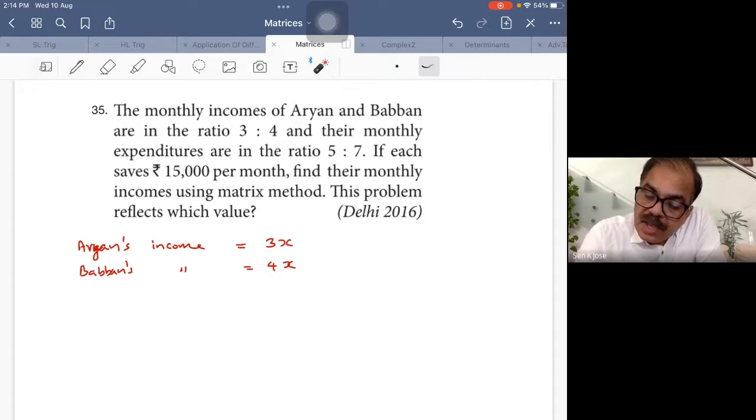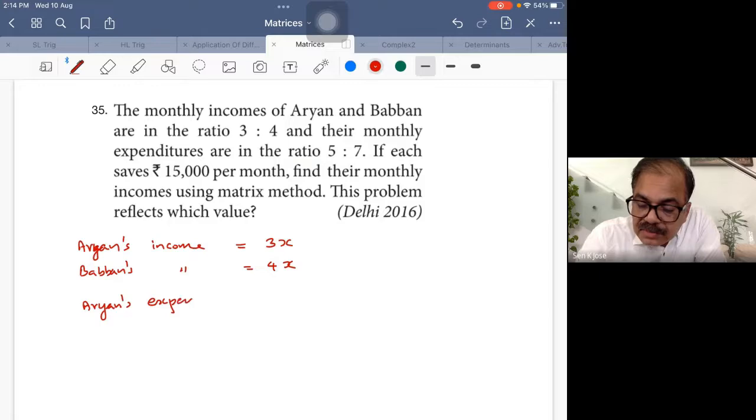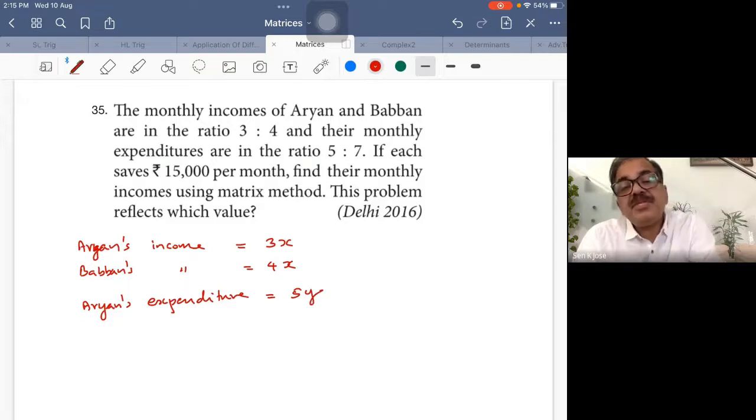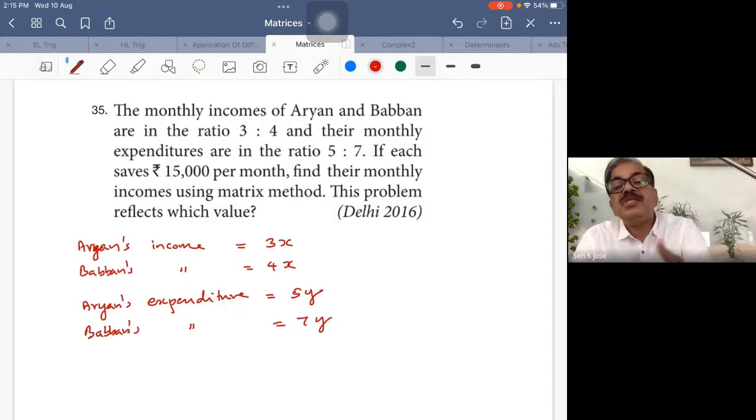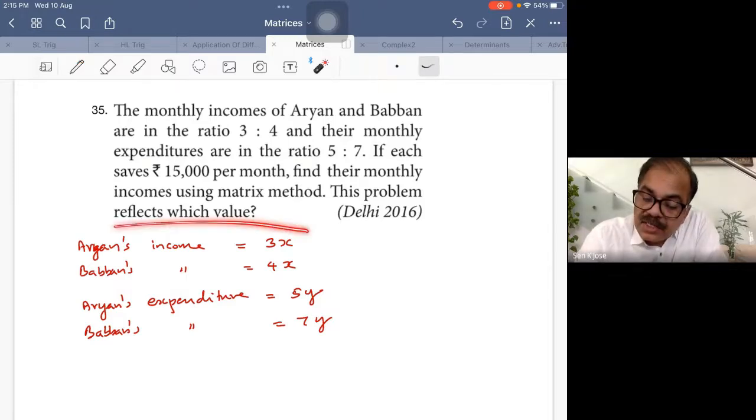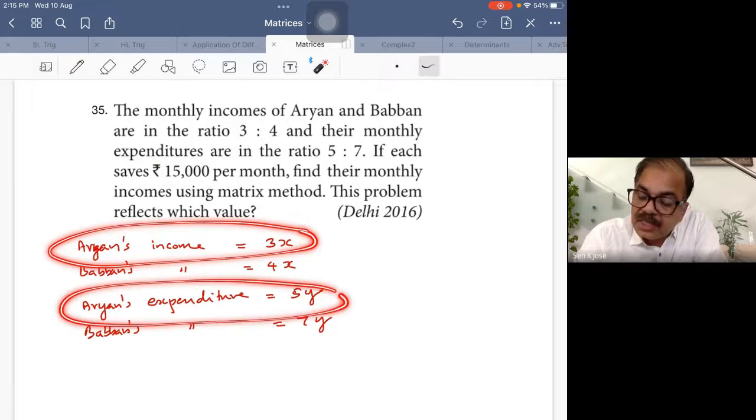What do they say? And their monthly expenditure is in the ratio 5:7. So Aryan's expenditure is 5y, because 5:7. So I'm going to take it as 5y and 7y. Baban's expenditure is 7y because the expenditures are in the ratio 5:7. So we know Aryan's income is 3x and Aryan's expenditure is 5y.